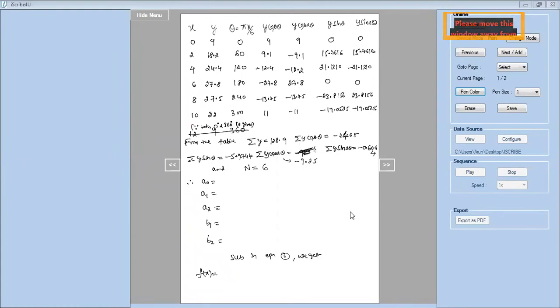Now the values of A0 and all. So it is 2 by n, that is 6. Sigma y is 128.9. Calculate this. A1 is 2 by 6 into y cos theta, minus 24.65. Next, A2 is 2 by 6 into y cos 2 theta, minus 9.25. B1 is 2 by 6 into y sin theta, minus 5.9744. Then B2 is 2 by 6 into this, minus 0.6064. Now tell me the values of all these things. A0.